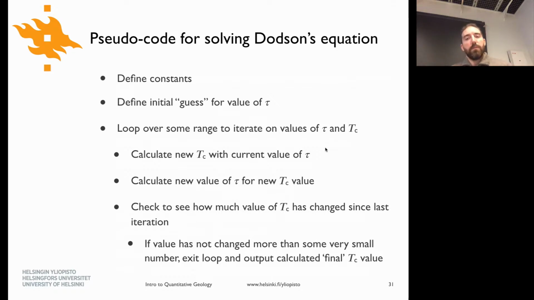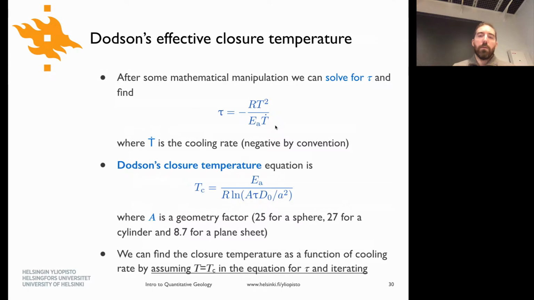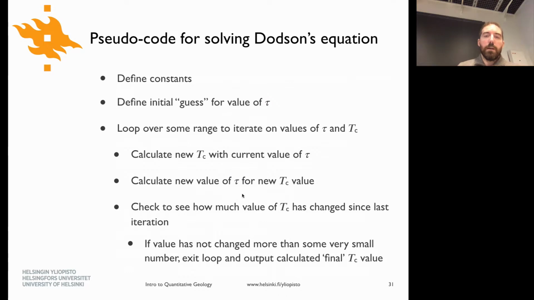But all you do is kind of go back and forth, where the T here that you put into this equation for tau is the closure temperature that you calculate here, and the value of tau you calculate goes into your closure temperature calculation here. So it's like each one depends on the other, and if you have a little loop, you could go over it 5 or 10 times, and you'll see that the value of closure temperature will stop changing pretty quickly. And then you've got your estimated value. So that's kind of described here.